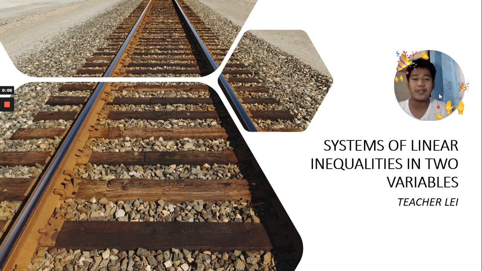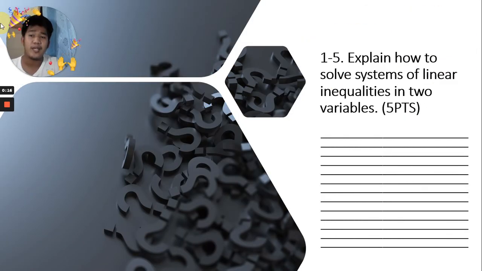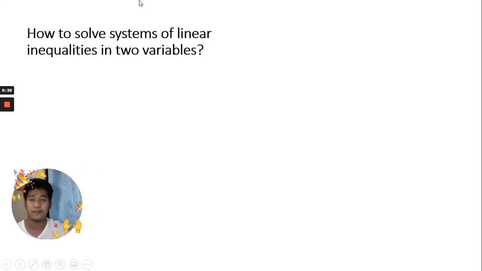So this time we're going to talk about systems of linear inequalities in two variables. So let's proceed. With this, let's say you're expected to explain how to solve systems of linear inequalities in two variables. This is just an example. So we're going to answer this, okay? You will learn how to explain and how to graph systems of linear inequalities in two variables. Let's start. So how to solve?